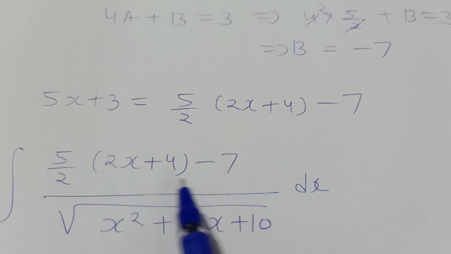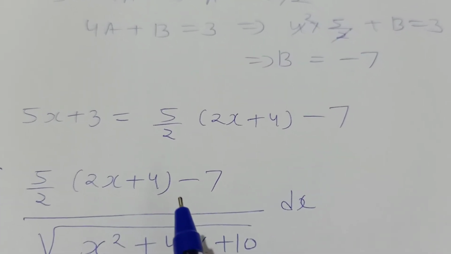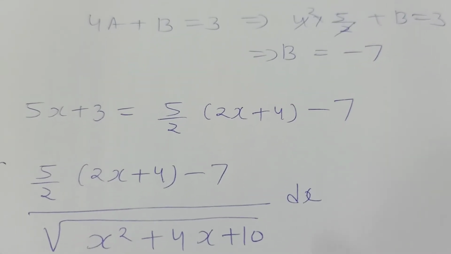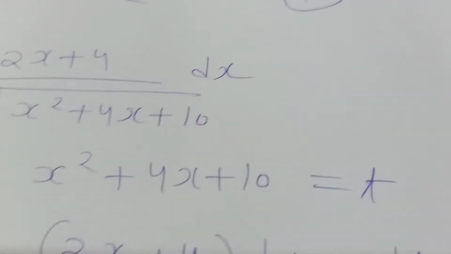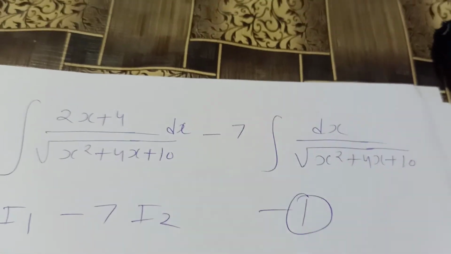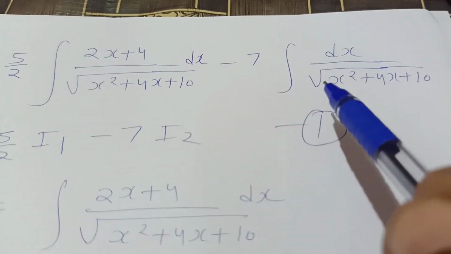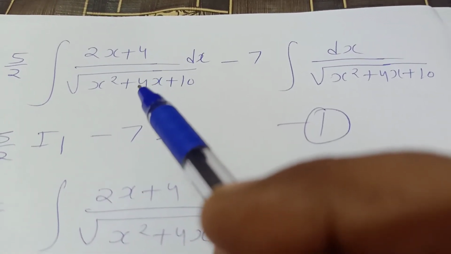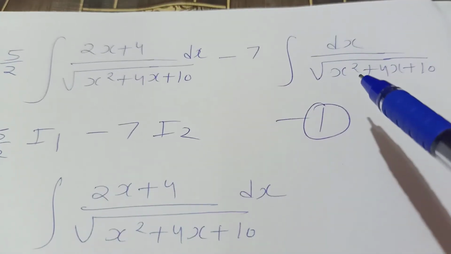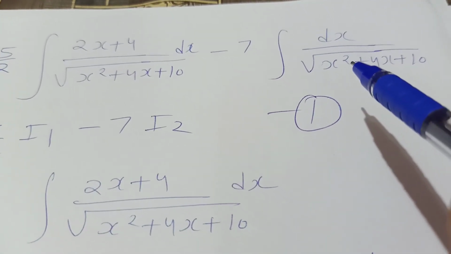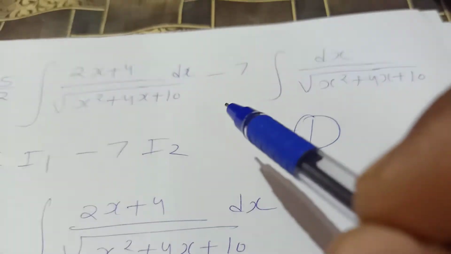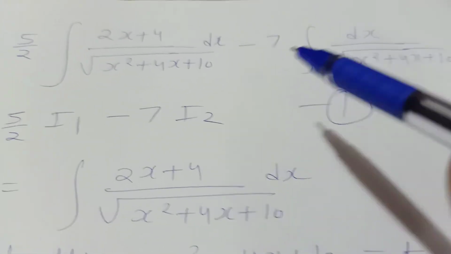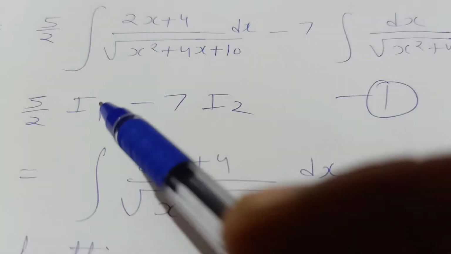So our given integral will become like this. This is the value of 5x plus 3, and now we will divide this integral into two parts, like this. So we have two parts of the integral. Now in the first part we can easily see that the numerator is the derivative of the denominator, and in the second part we will use the complete square method. So we will call the first integral I1 and the second I2. So now the given integral equals 5 by 2 I1 minus 7 I2.